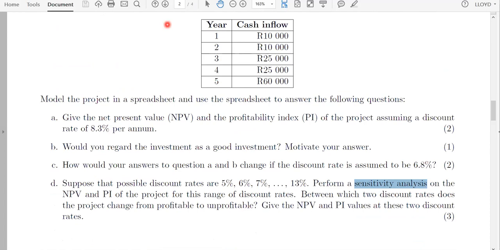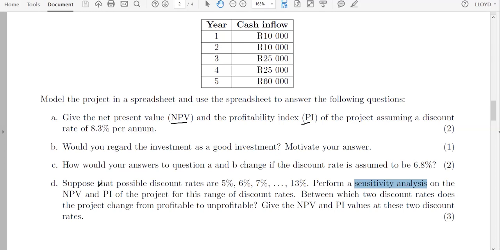So we're going to calculate the NPV and the profitability index. And then, of course, you're going to look at whether it is a good investment based on the calculations. And then part C, how would your answers to questions A and B change if the discount rate is assumed to be 6.8%? So we're going to change the discount rate.